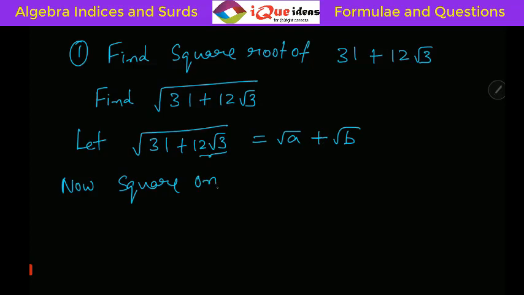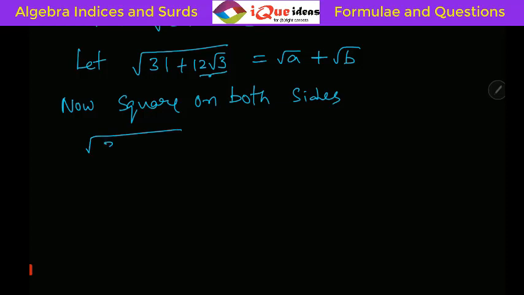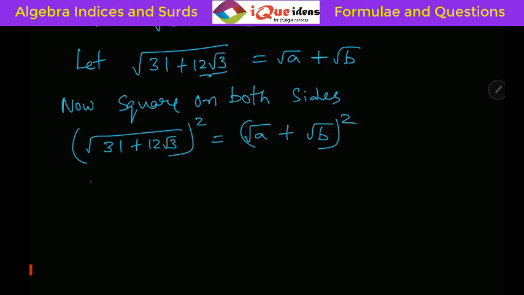Now square on both sides. If you square on both sides, let me write it properly. It will be root of 31 plus 12 root 3 whole square is equal to root a plus root b whole square. Now on the left hand side, the square root will go away, so it is just 31 plus 12 root 3. And on the right hand side, we will have a plus b plus 2 root ab.